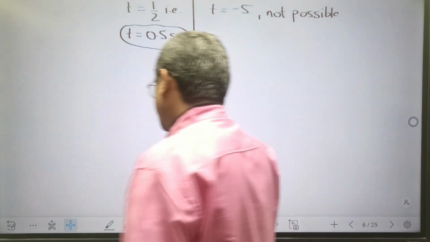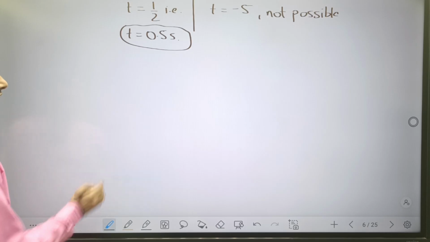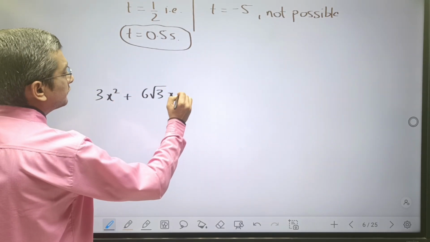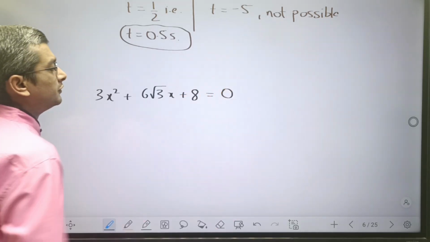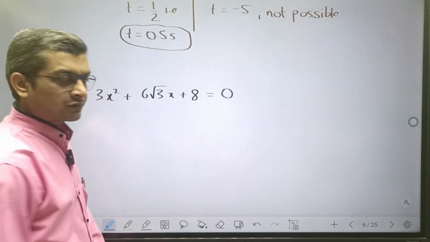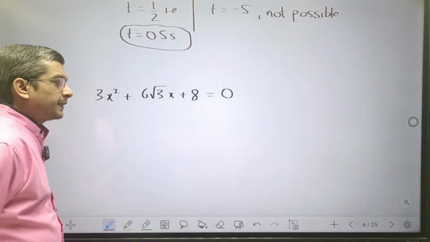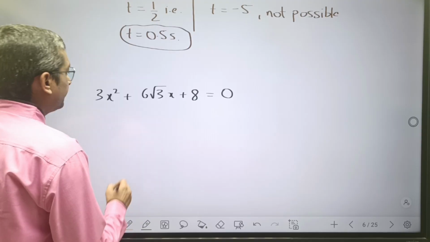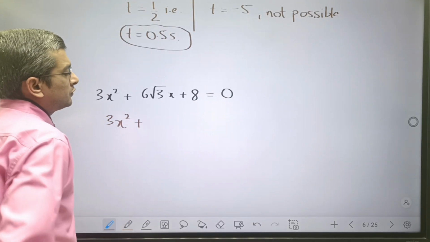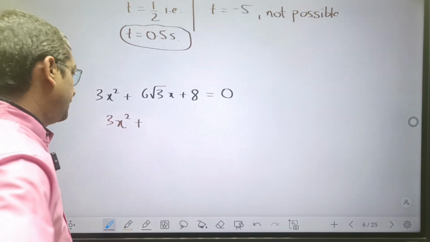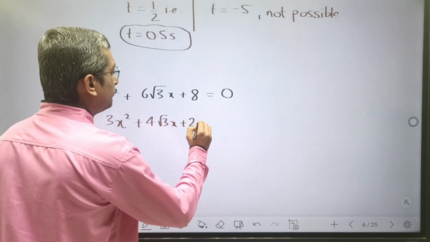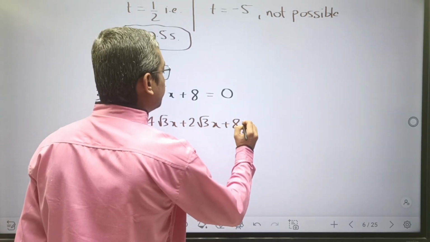Okay, now let's have one more example. Let us suppose a question like this one: 3x square plus 6 root 3x plus 8 is equal to 0. So again, the product of the first term and the last term, 8, is 24x square. So you can split this middle term. So how can you split this middle term? 3x square plus 6 root 3 can be written as 4 root 3 plus 2 root 3, so 4 root 3x plus 2 root 3x plus 8 is equal to 0.